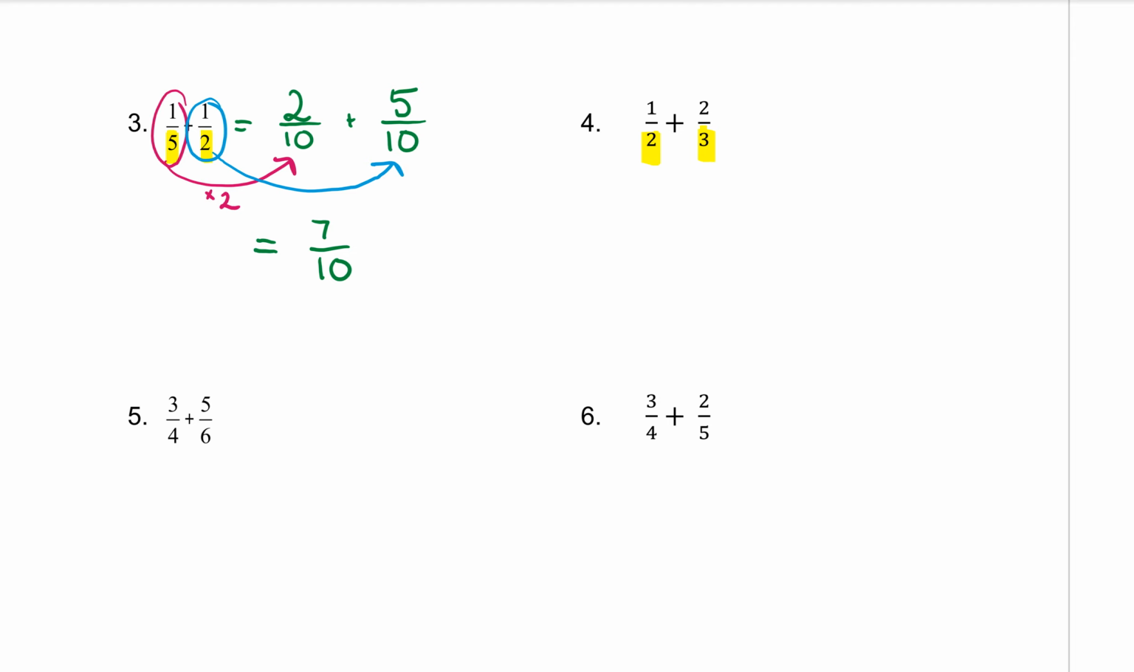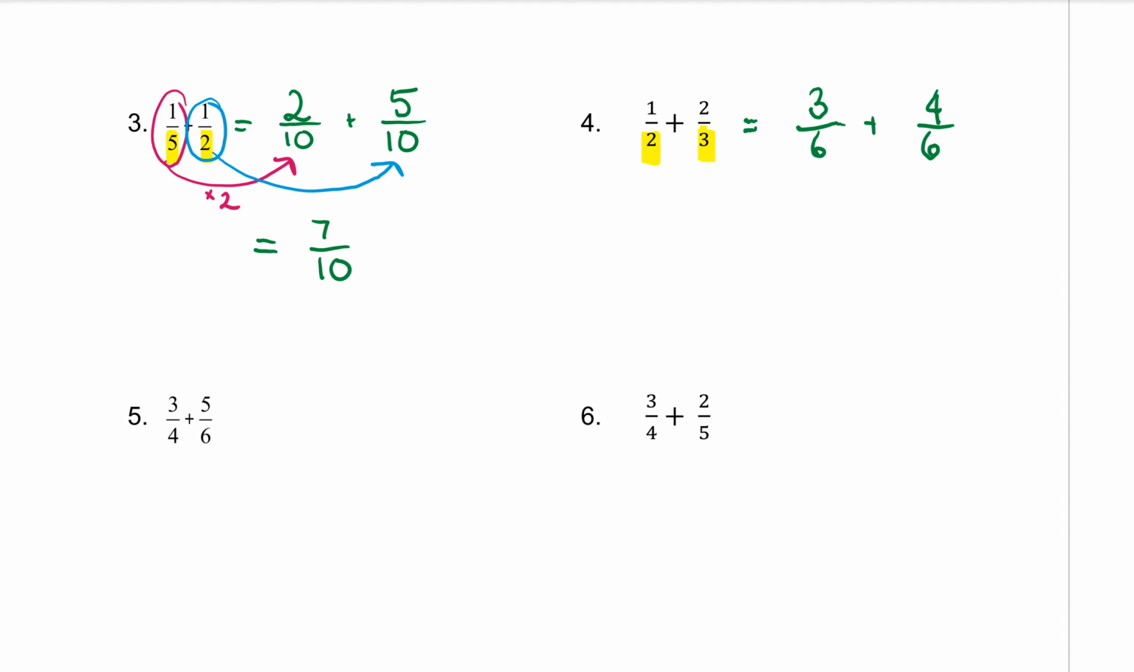Okay, so I'm going to write two equivalent fractions with denominators of 6. So the first fraction, to get from 2 to 6, I would need to multiply by 3. So I multiply 1 times 3 to find the numerator. 1 times 3 is 3. Next, I need to go from 3 to 6. That would need to be times by 2. So I times the numerator by 2. 2 times 2 is 4.